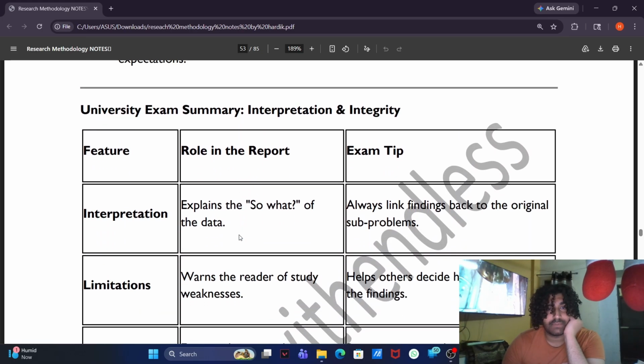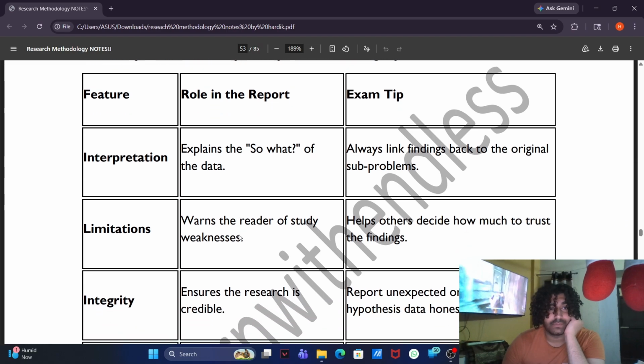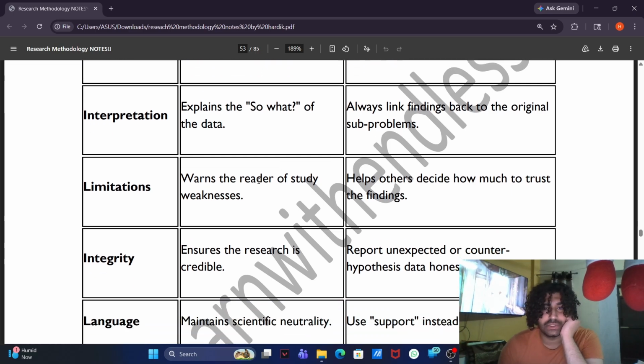Here is a summary on interpretation and integrity. Features and role in report, an example. Interpretation: its role in the report is to explain the "so what" of the data. Always link findings back to the original subproblem.